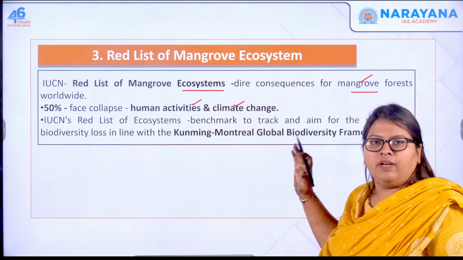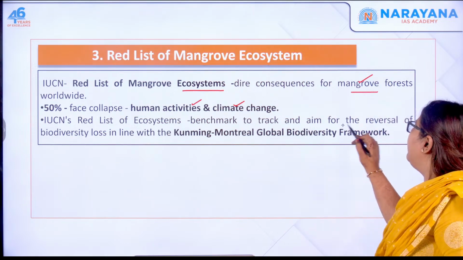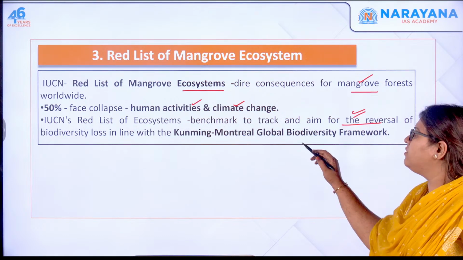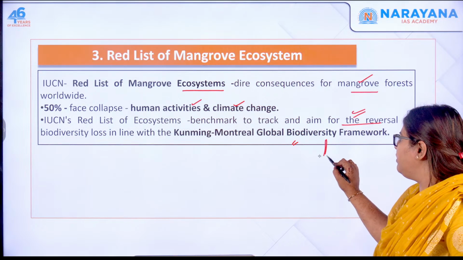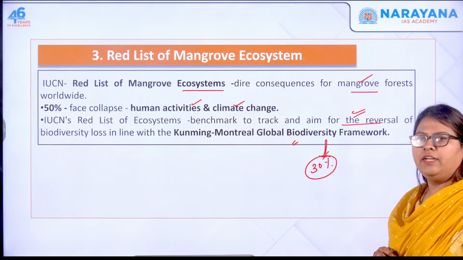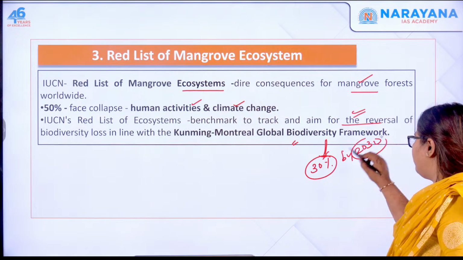And this particular red list actually serves as a benchmark in order to track the progress that our country has actually made with respect to the coming Montreal Global Biodiversity Framework. This is only the 30-30 rule, right? That is, restore 30% of the degraded coastland by 2030. Okay, so this is what it is.